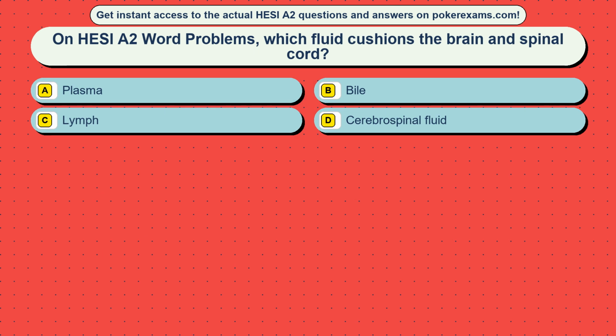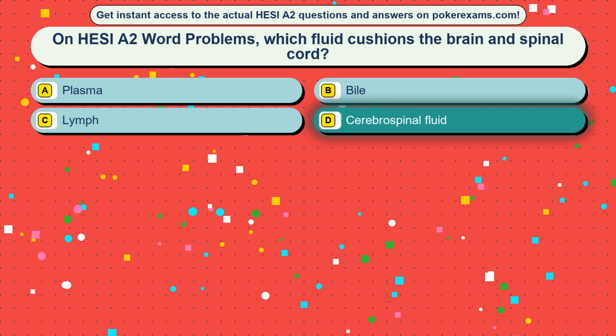Question 34. On HESI A2 word problems, which fluid cushions the brain and spinal cord? Option A, plasma. Option B, bile. Option C, lymph. Option D, cerebrospinal fluid. The correct answer is option D, cerebrospinal fluid.